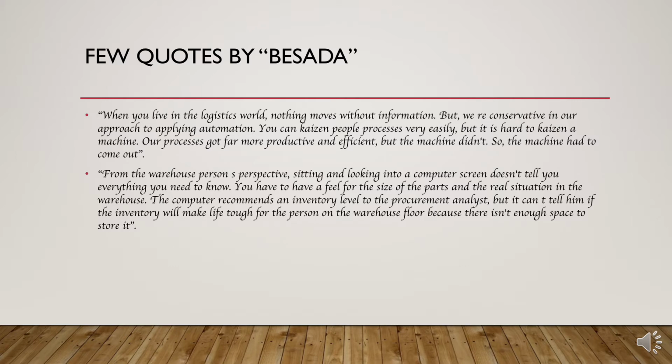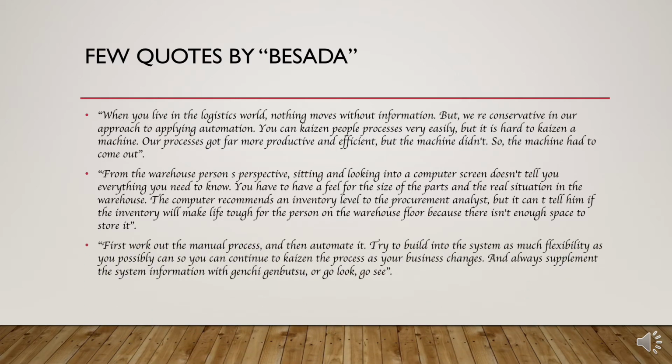From the warehouse person's perspective, sitting and looking at a computer screen doesn't tell you everything you need to know. You have to have a feel for the size of the parts and the real situation in the warehouse. The computer recommends an inventory level to the procurement analyst, but it can't tell him if the inventory will make life tough for the person on the warehouse floor because there isn't enough space to store it.